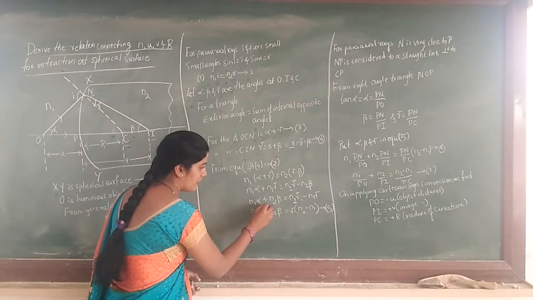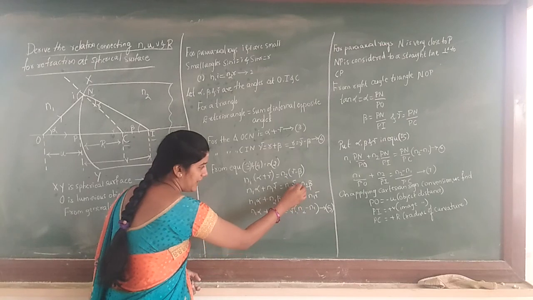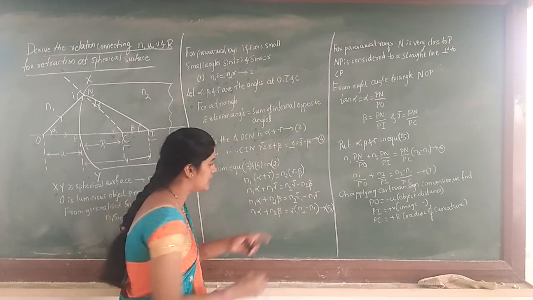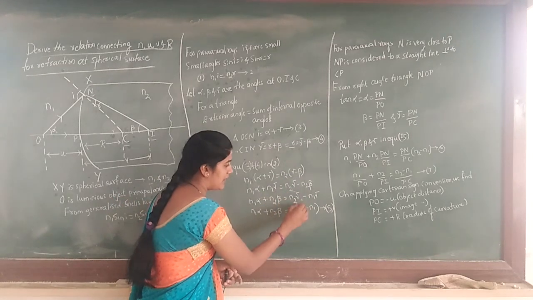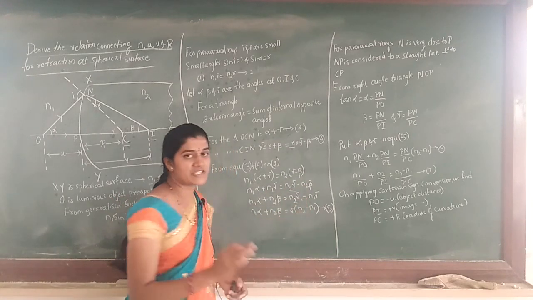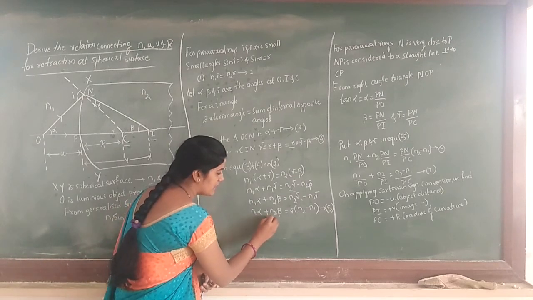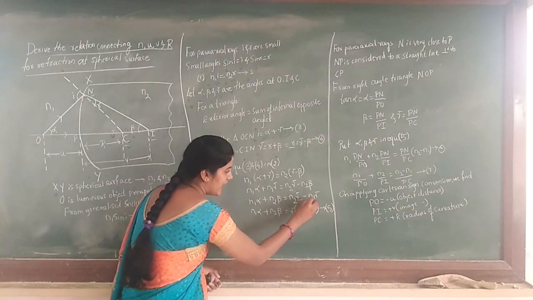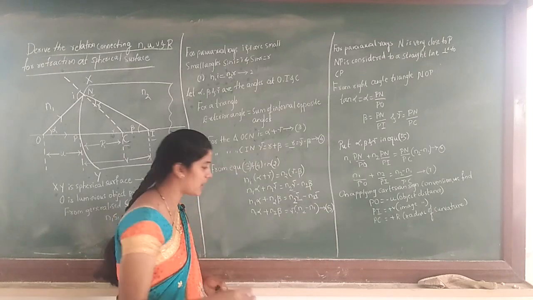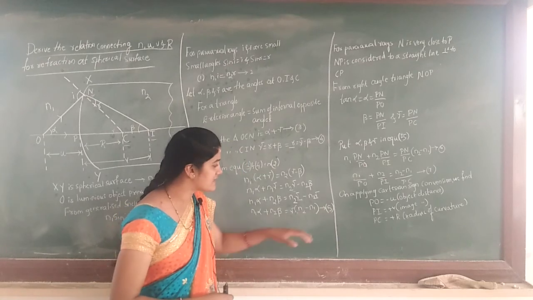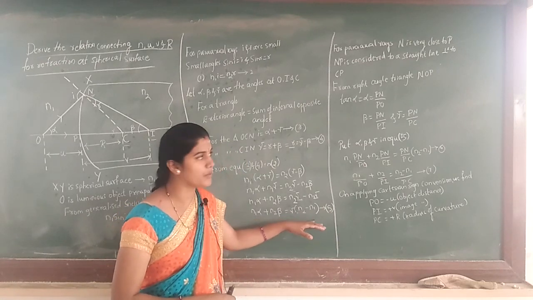Taking the N2 beta term to the other side, we get N1 alpha plus N2 beta is equal to N2 gamma minus N1 gamma. We are collecting the similar terms on one side. Gamma is a common term, so taking it outside the bracket, N1 alpha plus N2 beta is equal to gamma into N2 minus N1. Consider this as the final equation.